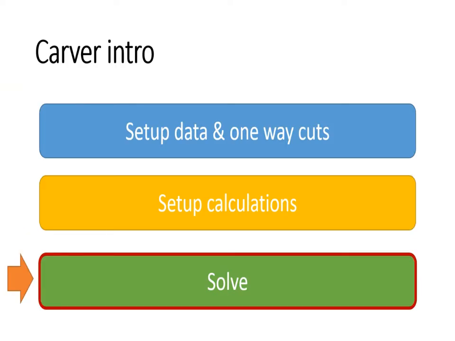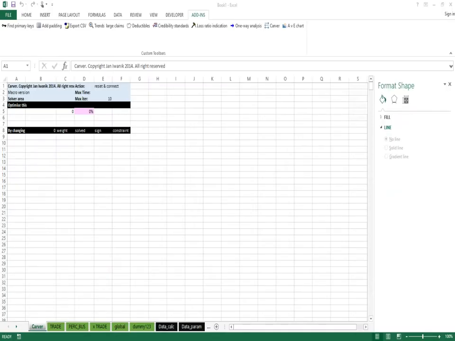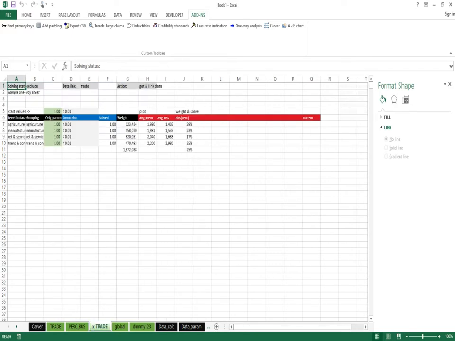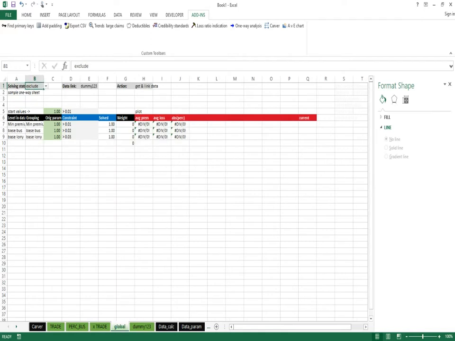We can now move to the last step. First, we have to tell the Carver which one-way cuts should be included in the solving process. So we definitely want to include the trade multipliers. We definitely want to include the globals, so the base premiums and the minimum premium.